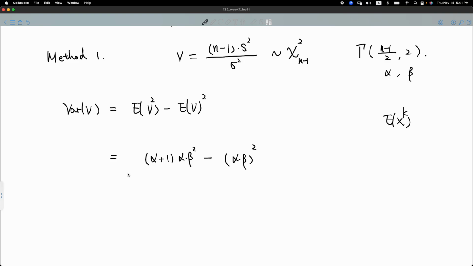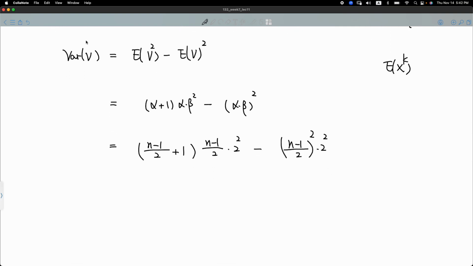So now we can simplify this by plugging in the alpha and beta. The alpha is (n-1)/2, and then plus 1, multiplied by (n-1)/2 for the alpha, and then multiplied by beta squared, so it's 2 raised to the power of 2. And then also minus ((n-1)/2) raised to the power of 2, and then 2 raised to the power of 2. So this is just using the gamma distribution, and this result is from the previous lecture.